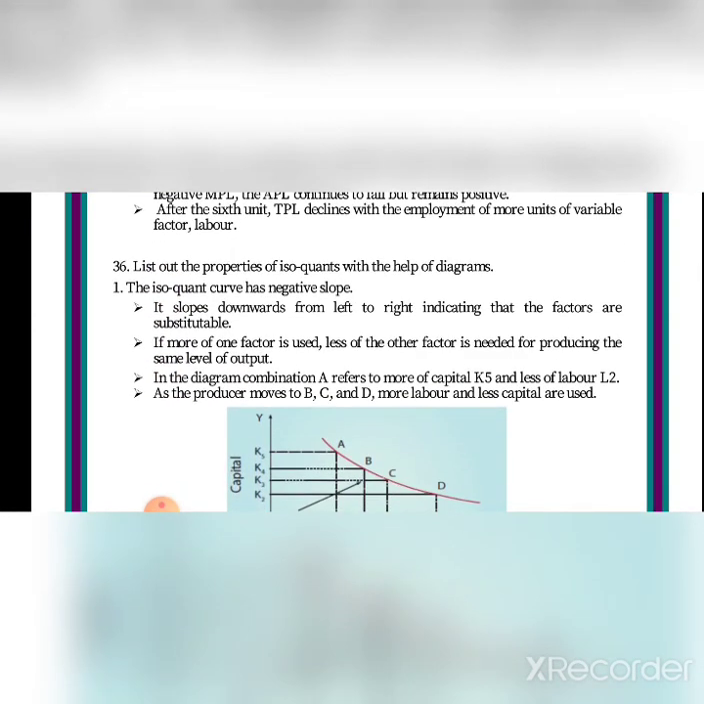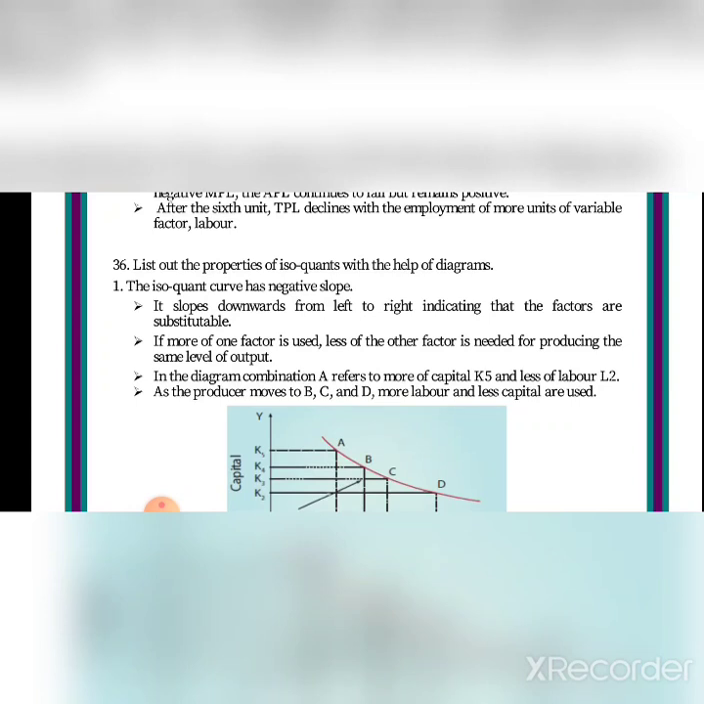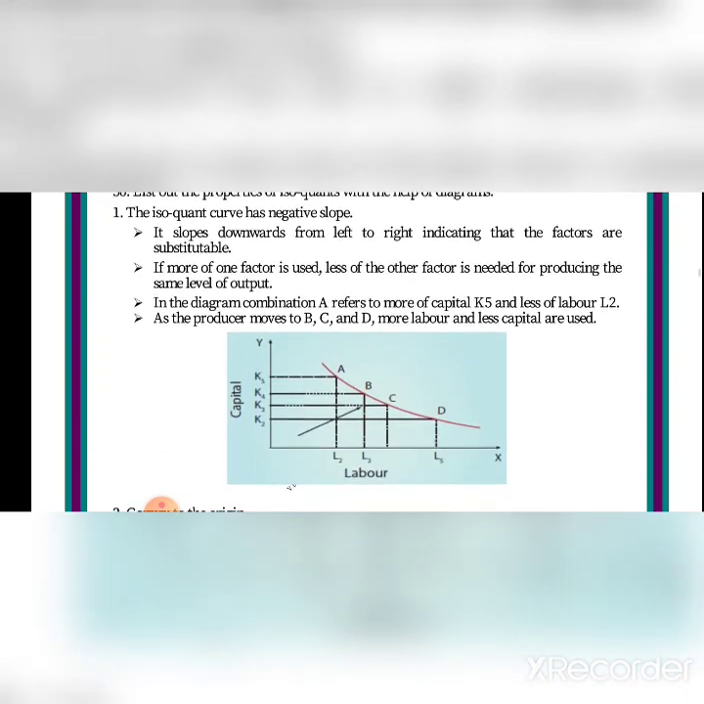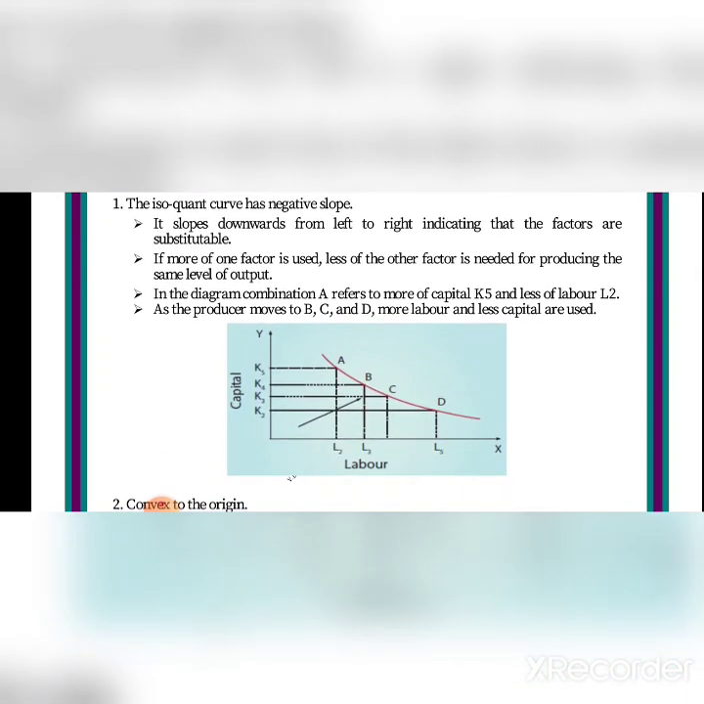Next we will see the list of the properties of the isoquant curve with the diagram. It's an important question, you will learn it thoroughly, okay. The isoquant curve has a negative slope. You see the diagram. You see the points A, B, C, D. So it is a negative slope from left to right, isn't it?